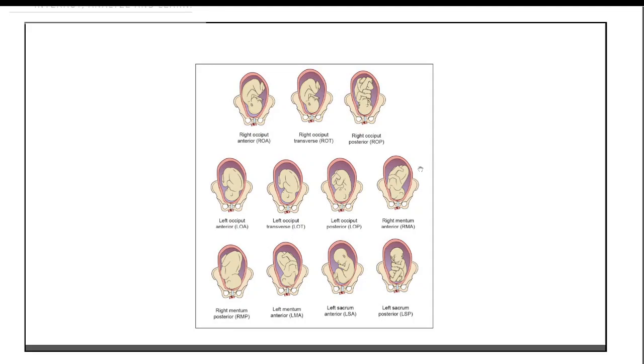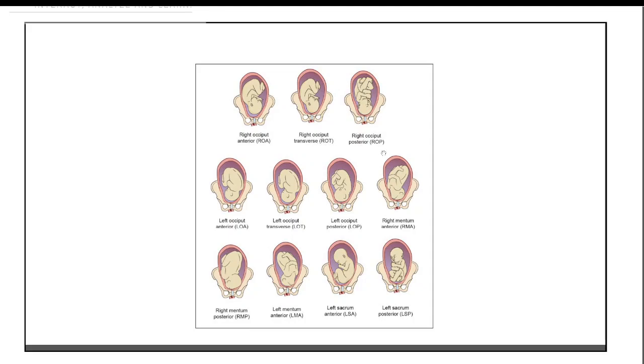It's 3 letters. The first letter will be either R or L, and that simply tells us which side of the mother's pelvis that baby is on. Is it on the right side or the left side? Simple. Now, the second letter tells us about the presenting part. What's the presenting part here? That is the part of the baby facing the birth canal. So I want you to think about what part of that baby is going to come out first, present itself to the world, all right?